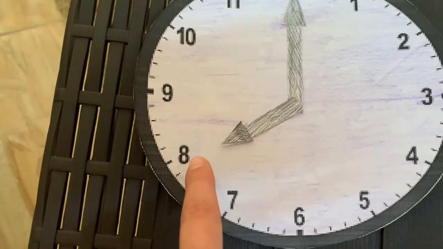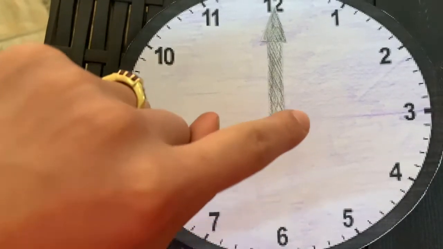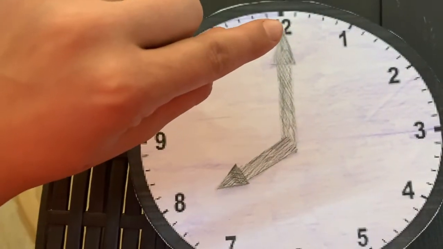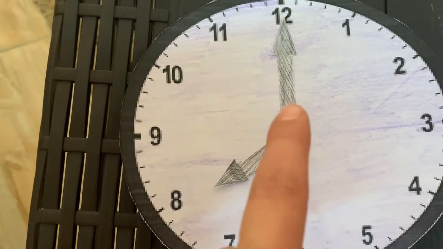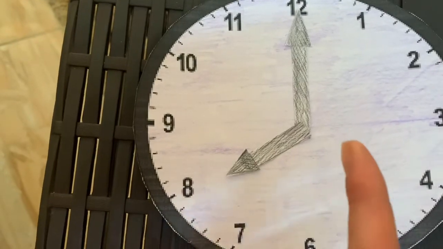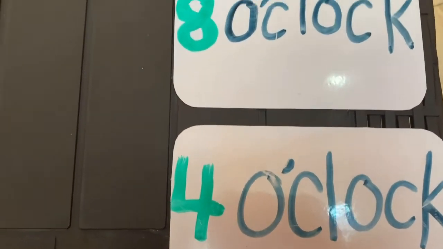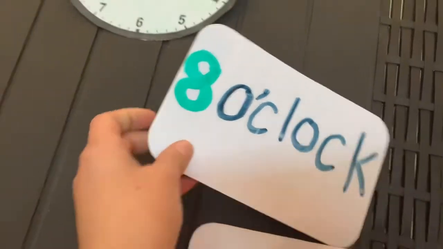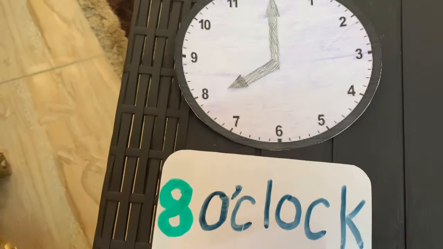It stopped on number 8. So we say 8. Then we follow the big hand. It stopped on number 12, which means o'clock. So 8 o'clock. Where is 8 o'clock, KG? Bravo, this is 8 o'clock. So we take this and put it, it is 8 o'clock.